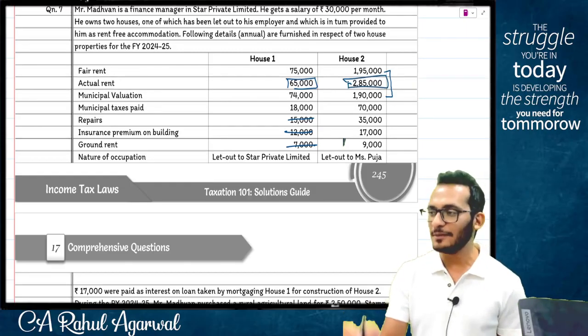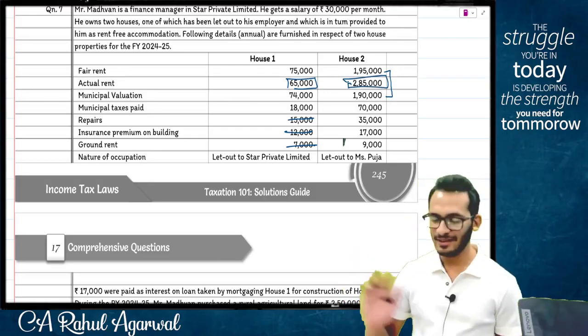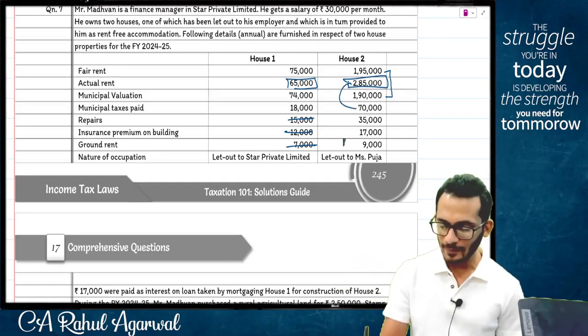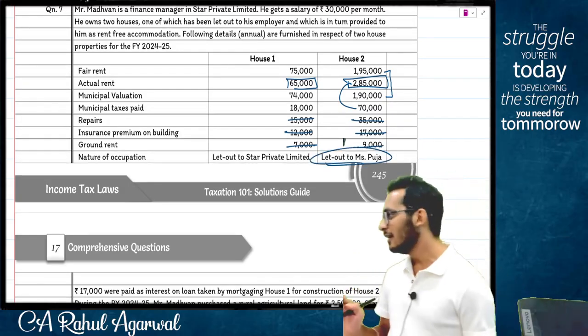So when I'm giving to outside people, I'm a good assessee. Municipal tax is 70,000, therefore claimed as deduction. Repairs are ignored. Insurance is ignored. Ground rent is ignored. This is also let out.